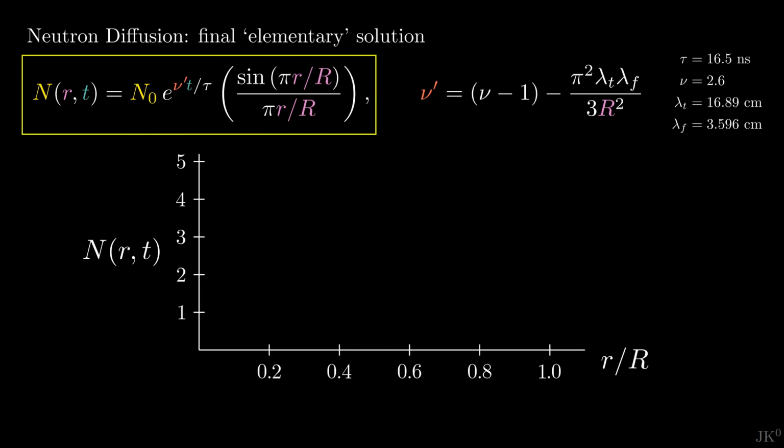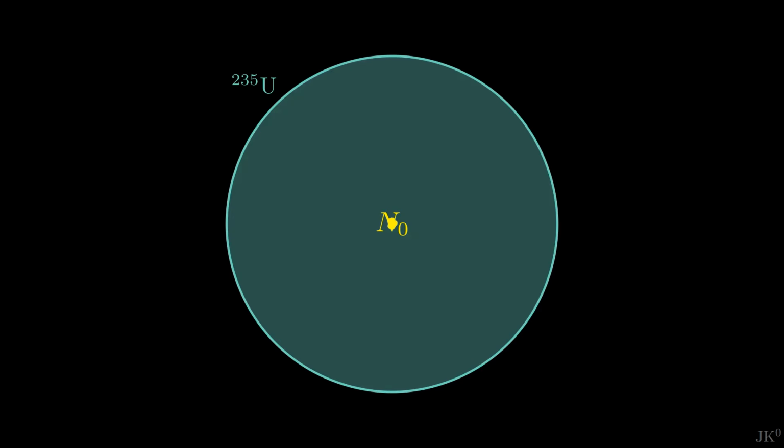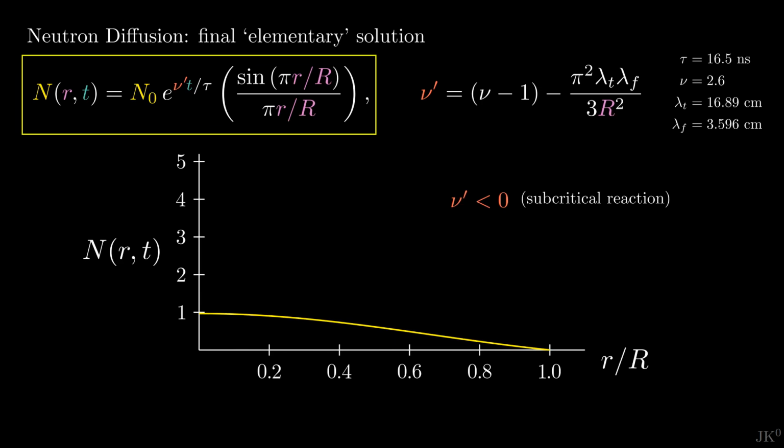If we assume that nu prime is negative, let's see what happens. This yellow line represents n0. This is the initial burst of neutrons that we have at t equals 0. And the curve shows how they will distribute inside the uranium. They are mostly concentrated at the center, and they decay to 0 exactly at the surface. Now we let time evolve, and we see that the densities start dropping, and it starts going to 0.